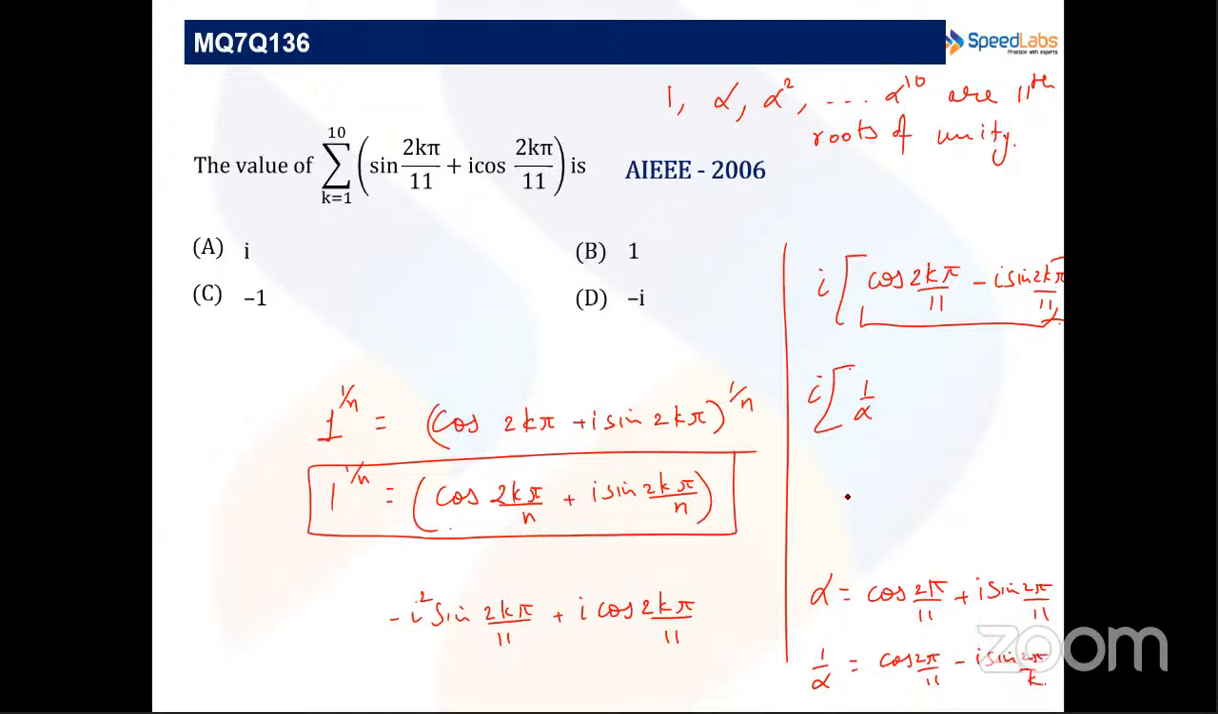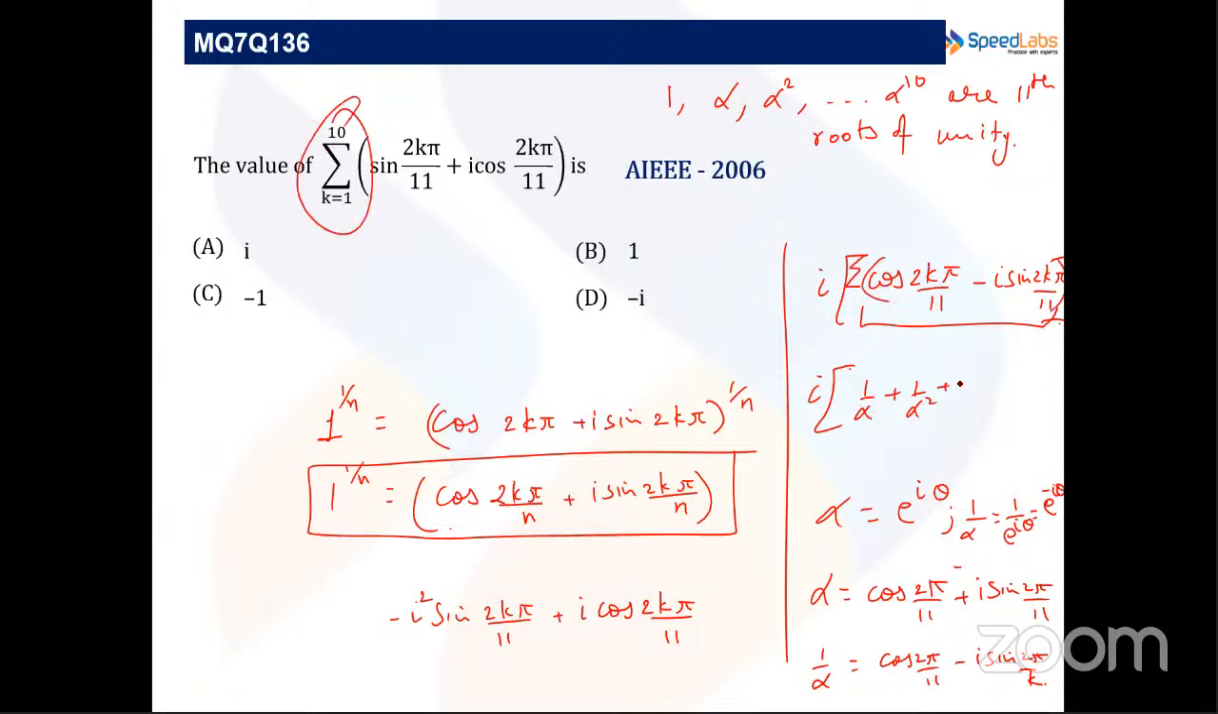We can say that alpha is equal to e to the power i theta, then 1 upon alpha will be 1 upon e to the power i theta, that is e to the power minus i theta, and e to the power minus i theta represents cos theta minus i sine theta, so 1 upon alpha is the conjugate of alpha. Okay, so we are getting this 1 upon alpha, then the other one will be 1 upon alpha square, because we are having the summation sign in here.